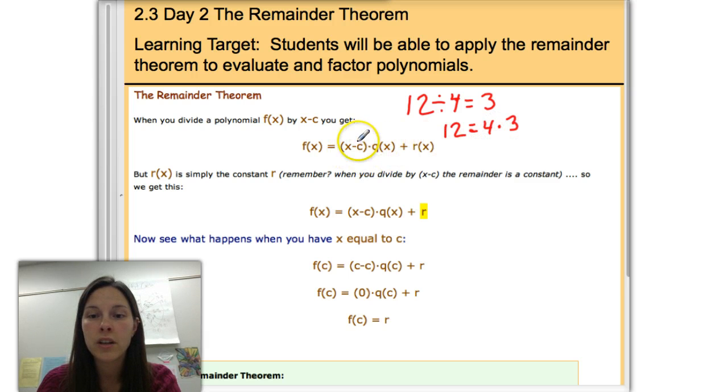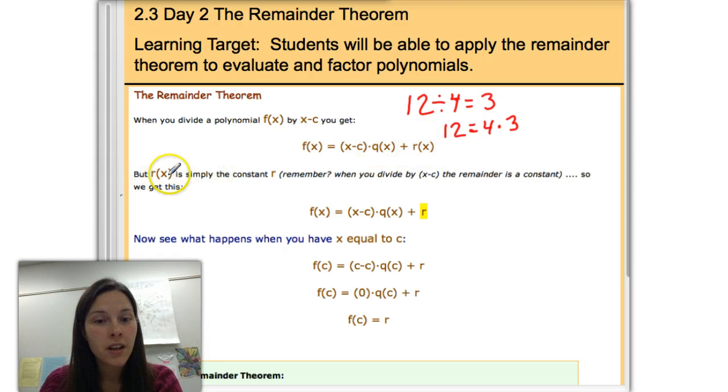So that's what this is saying right here. This is what we divided by. We can multiply it by the quotient or the result of the division. So that's this q of x piece. Plus there might be a remainder. In my simple example here, we didn't have a remainder, but if we did, we would add that onto the end. So this is the remainder function.